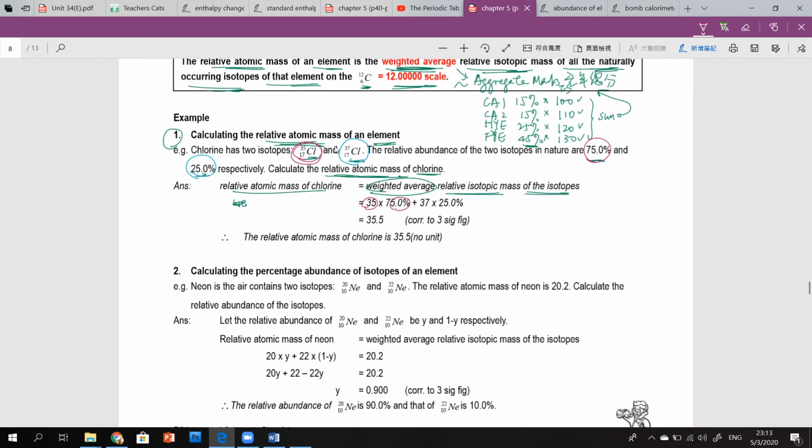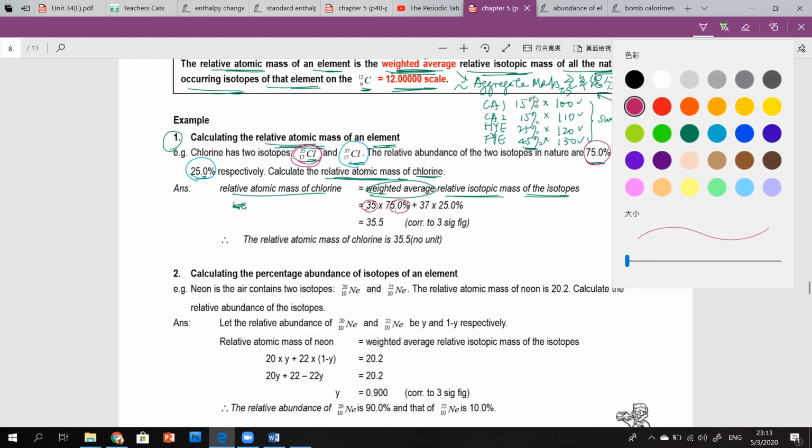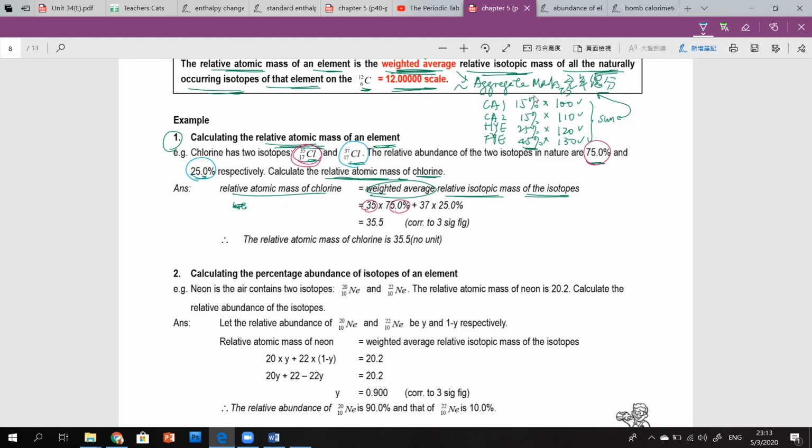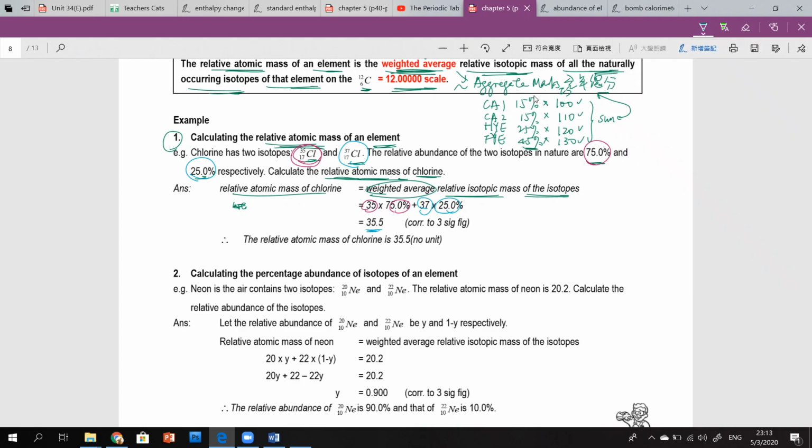Just like what you do when you calculate the aggregate mass, right? And then plus, 37 times 25%. Can you see that? You add together. And finally, here comes 35.5. So what is the hidden message? It seems like using the mathematics concept, you can get what I mean, right? So we have got 35, 36, and 37.